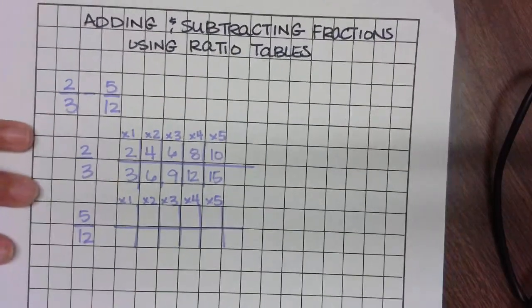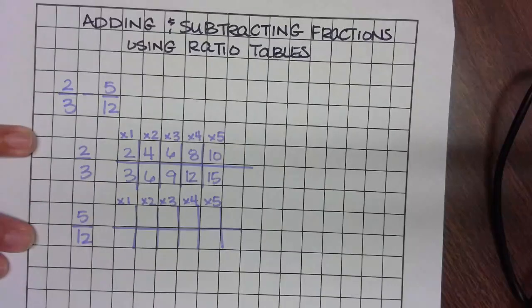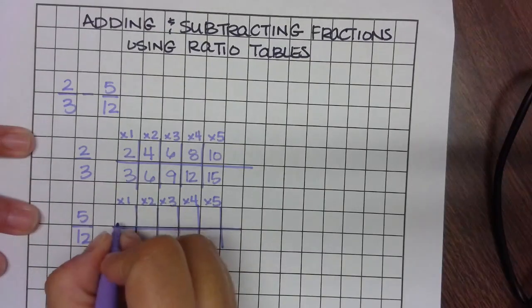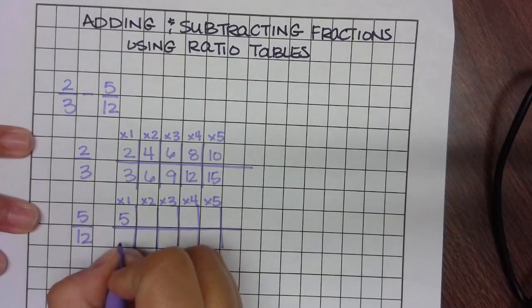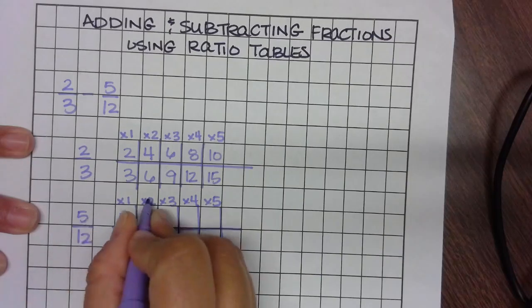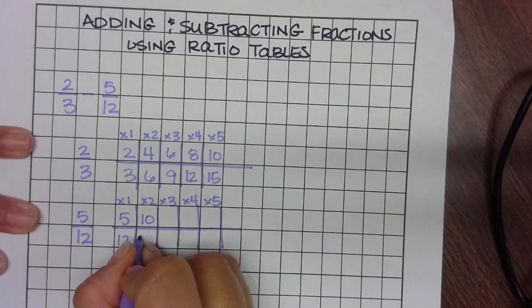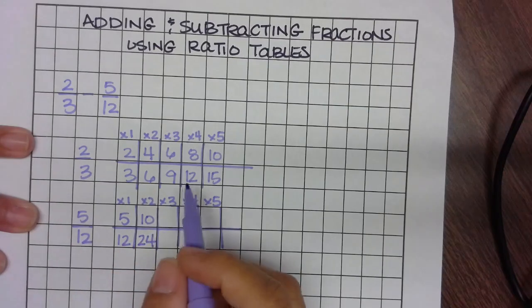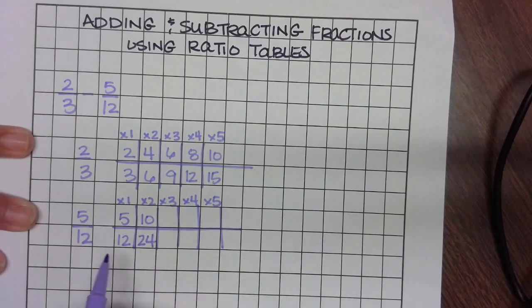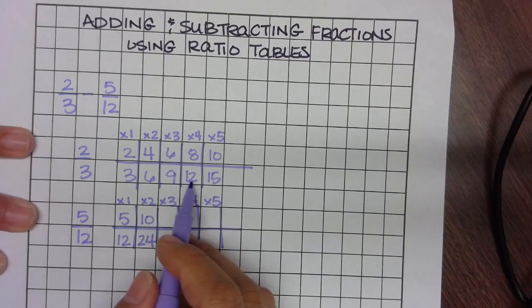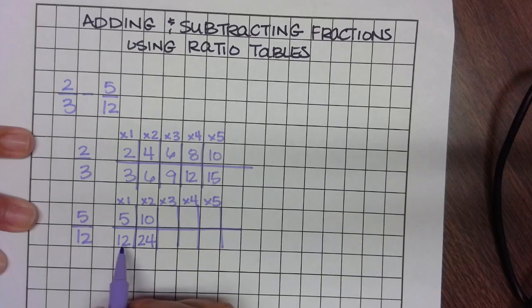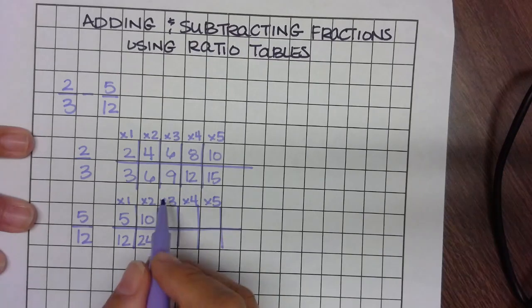Okay, so now let's go to the 5/12. 5 times 1, that's 5. 12 times 1, that's 12. 5 times 2, that's 10. 12 times 2, that's 24. Actually, I don't even need to go on, because here I have this denominator is 12, and here is the 12. So my very first denominator, when I multiplied by 1, already gave me my common denominator. So that's the one I want to use.